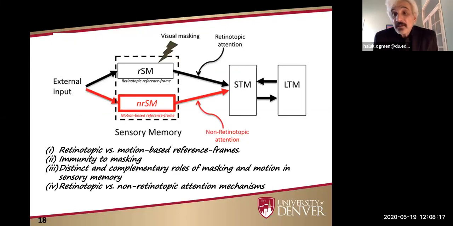This leads us to the following model, which is a modified version of the Atkinson-Shiffrin model. The black part of this model is identical to the Atkinson-Shiffrin model: external input going to a retinotopic sensory memory and going to short-term memory, interacting with long-term memory. What we are proposing is a second component in sensory memory. The major difference between what was already in the Atkinson-Shiffrin model and what we are proposing is the reference frame. This component has a retinotopic reference frame, whereas this component has a motion-based reference frame. And I will show part of the experimental evidence that led us to the development of this motion-based reference frame for non-retinotopic sensory memory.